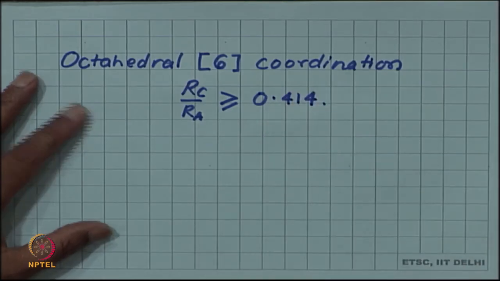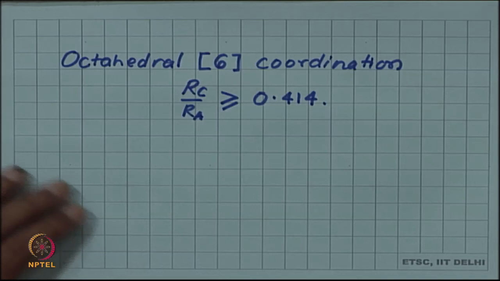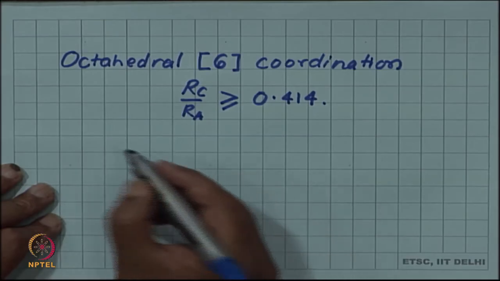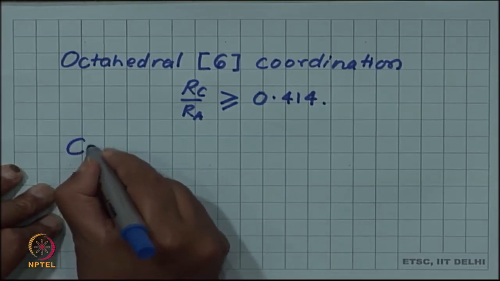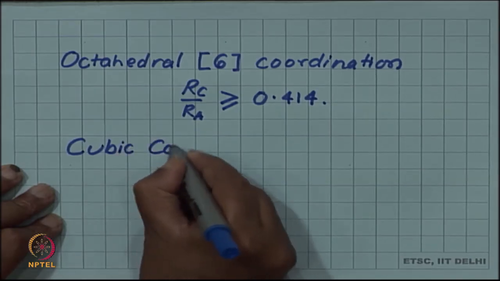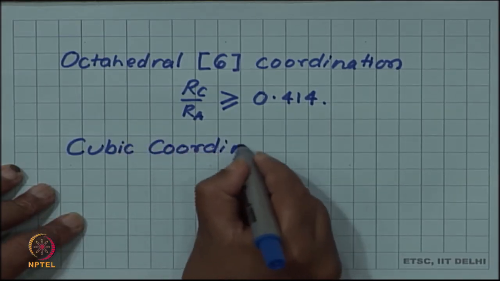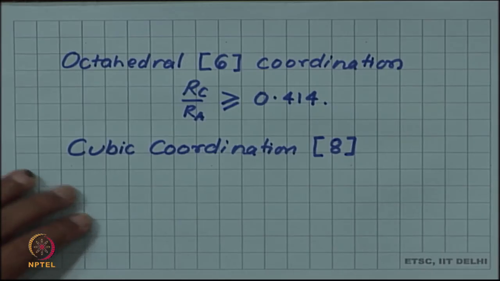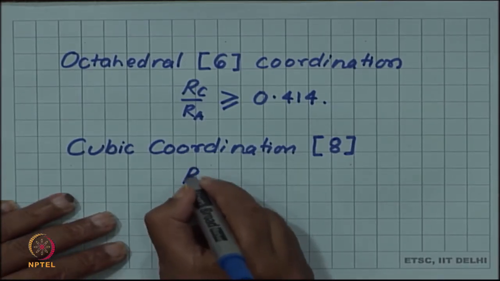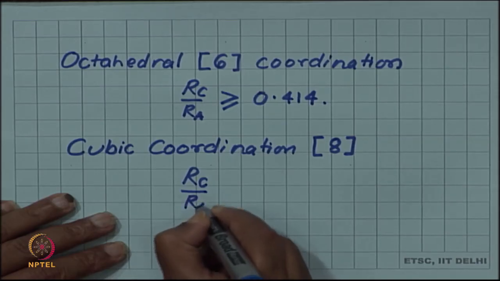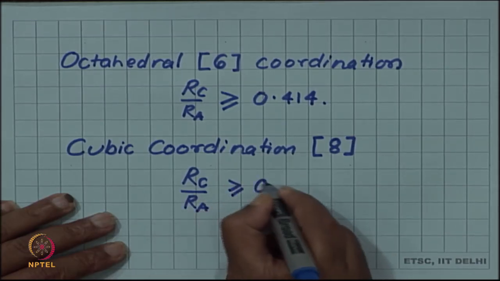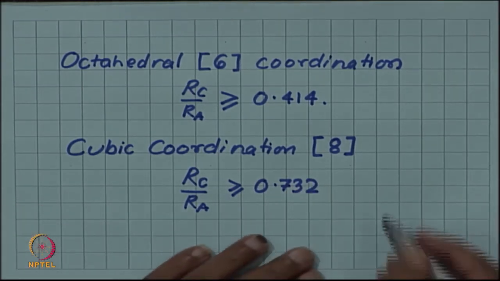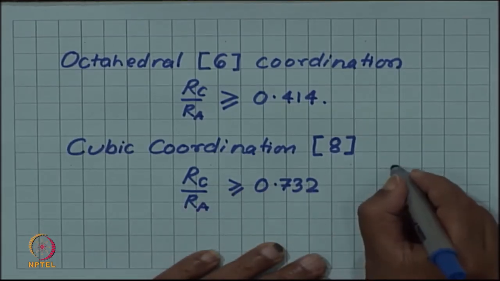So, for a stable octahedral coordination it will be 0.414. We never discussed a cubic void, but you can think of a cubic coordination. That is 8 anions around a cation, and if you do a calculation you should be able to show that RC by RA for this will be 0.732.